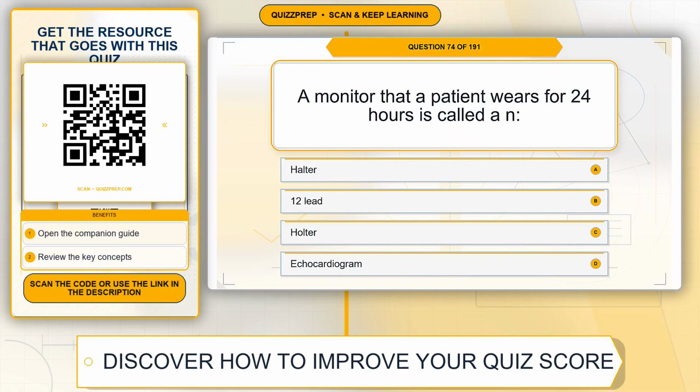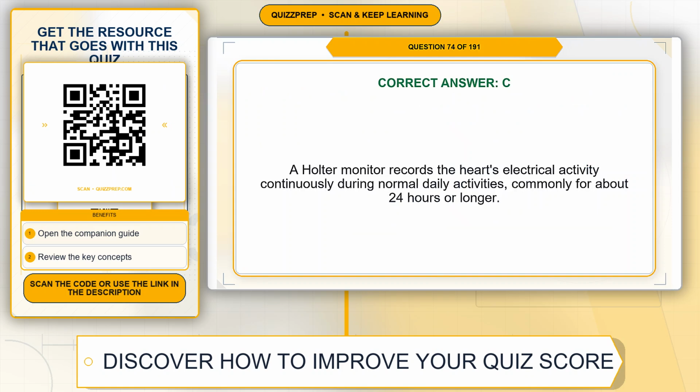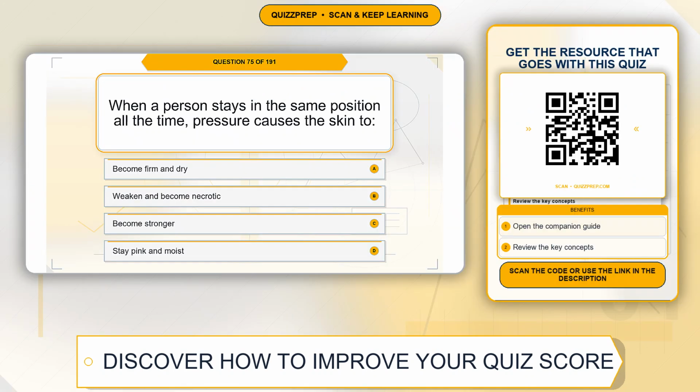Question 74. A monitor that a patient wears for 24 hours is called an: Option A, Holter. Option B, 12 lead. Option C, Holter. Option D, echocardiogram. The correct answer is option C, Holter. Explanation. A Holter monitor records the heart's electrical activity continuously during normal daily activities, commonly for about 24 hours or longer.